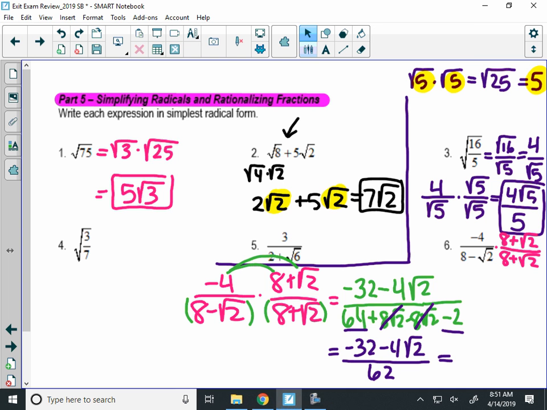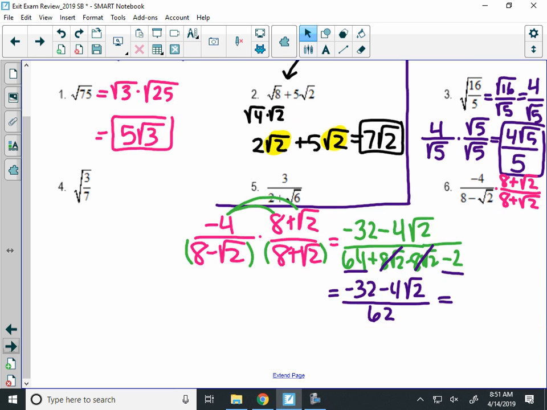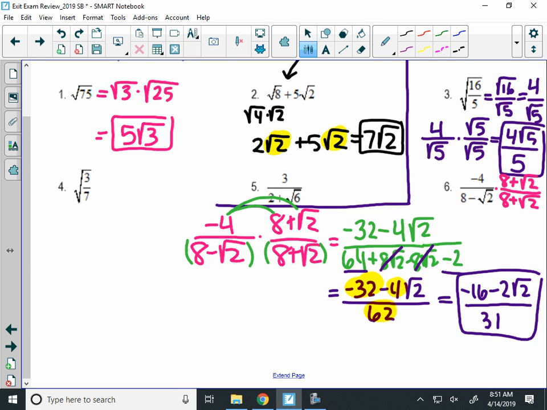Notice that the coefficients I have are all even. So I could divide those all by 2 and get the answer negative 16 minus 2 radical 2 over 31. And that would be the final simplified answer.